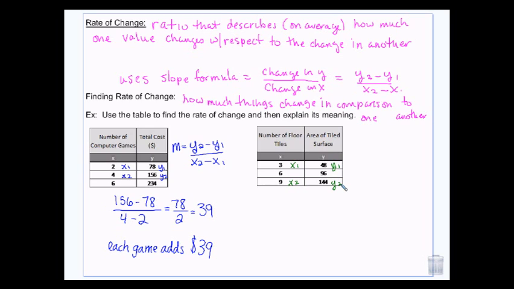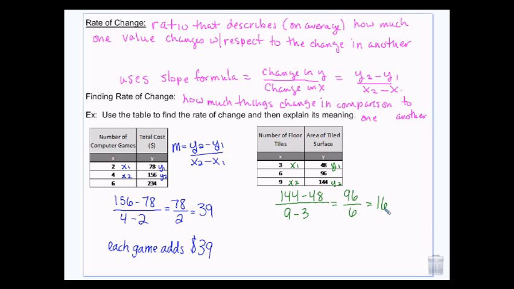Okay, so I'm going to plug them into the formula. So 48, nope, sorry. I have 144 minus 48 over 9 minus 3, which 144 minus 44 is 100, minus 4 is 96, 9 minus 3 is 6, and 6 goes into 96 16 times. So my rate of change is 16. I didn't say what the area of the tiled surface is.